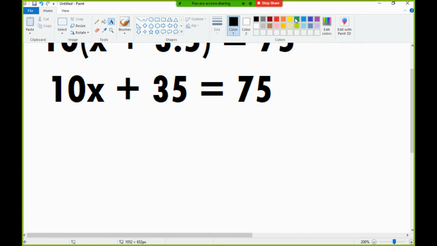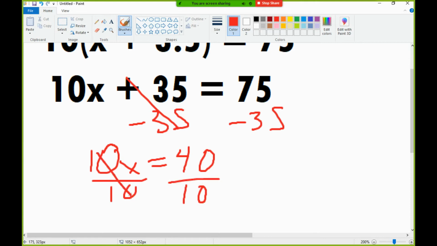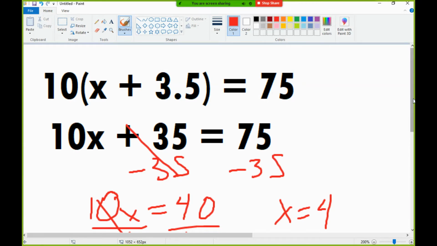Once we're in this spot, we can take 35 away on both sides and get 10x equals 75 minus 35 is 40. We can divide by 10 on both sides to get these to cancel and get x equals 4. So we get x equals 4 here.